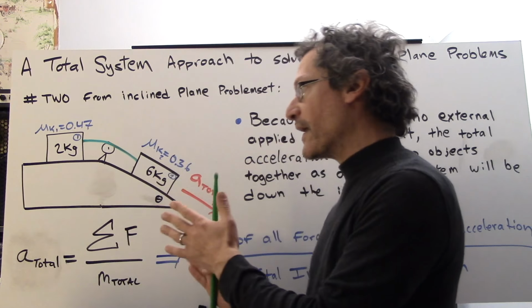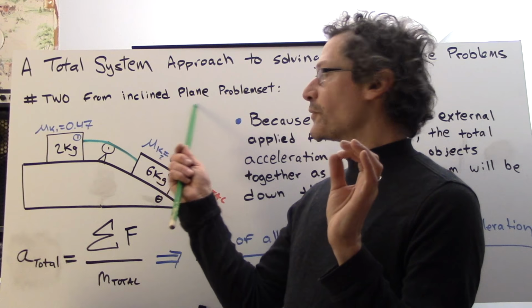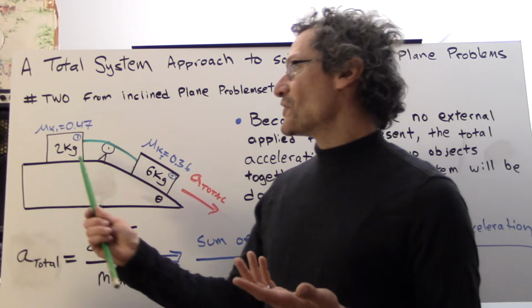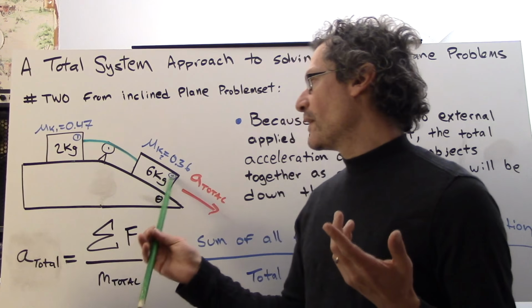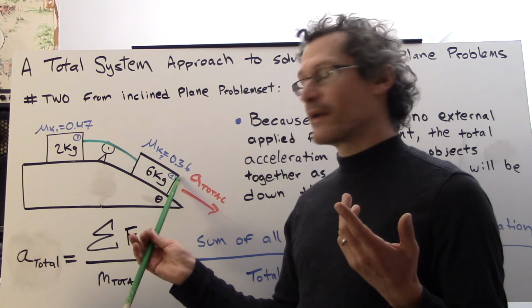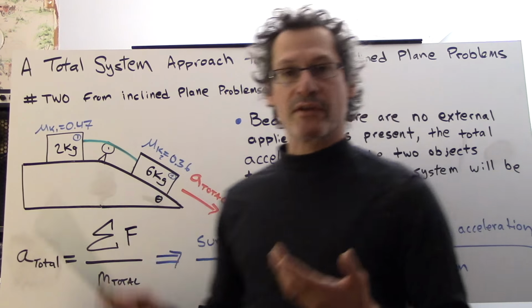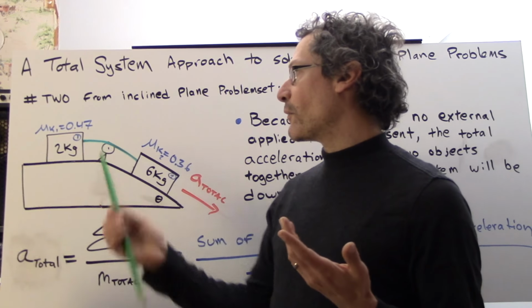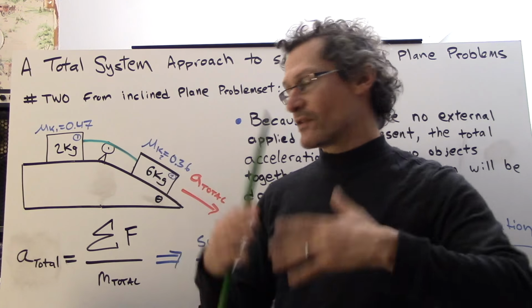So what we look at is problem number 2 from your inclined problem set. I wanted to bring up something that was somewhat familiar. So what we have here is a 2 kilogram mass, aluminum on steel, and a 6 kilogram mass on an incline. The ramp here is copper on steel, and they have different kinetic friction coefficients, which are mu k1 and mu k2. And now what we want to do is think about this as a total.